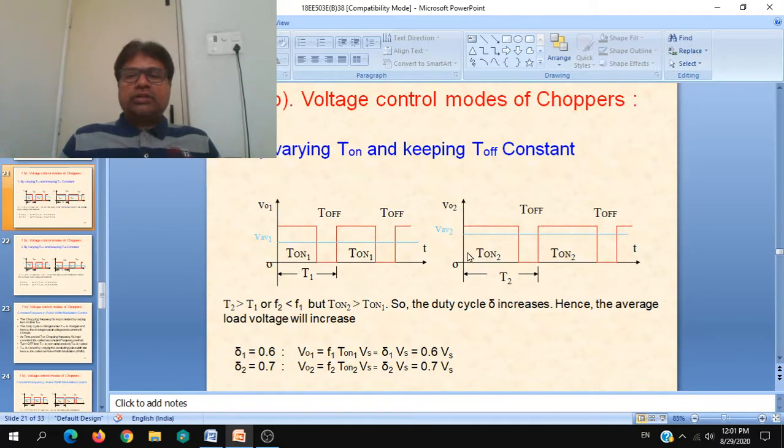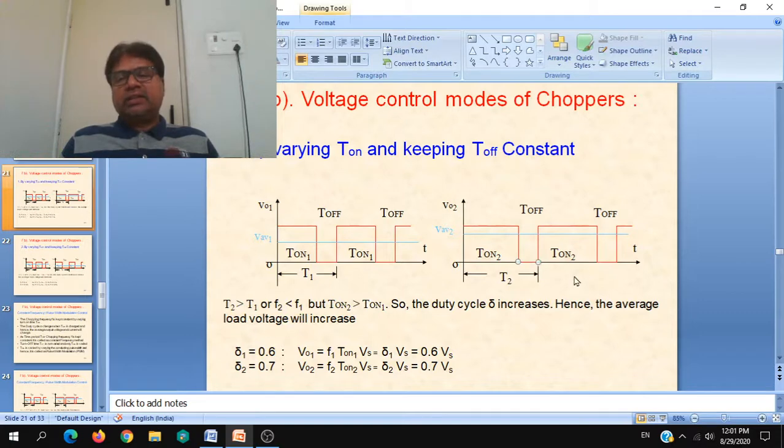T on is less, T on is more, T off is constant. So this is the main method used for frequency modulation, where T2 is greater than T1. T2 is greater than T1 because T off is the same but T on 2 is more. So turn on time is more in the second case when compared to the first case. So T2 is more. As time period is more, frequency will be less. For the second case, frequency will be less.